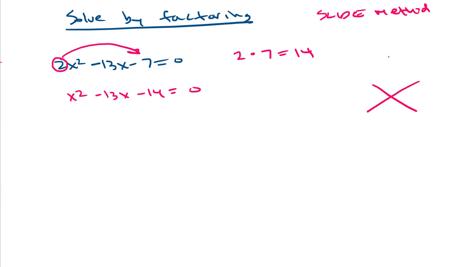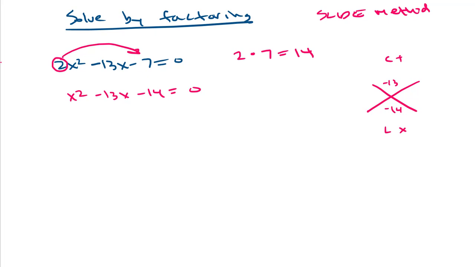I got my center plus and my last times. So my center number is negative 13. My last number is negative 14. So that's what the C and the L stand for. C is for the center number, which is negative 13, and L is the last number, which is negative 14.